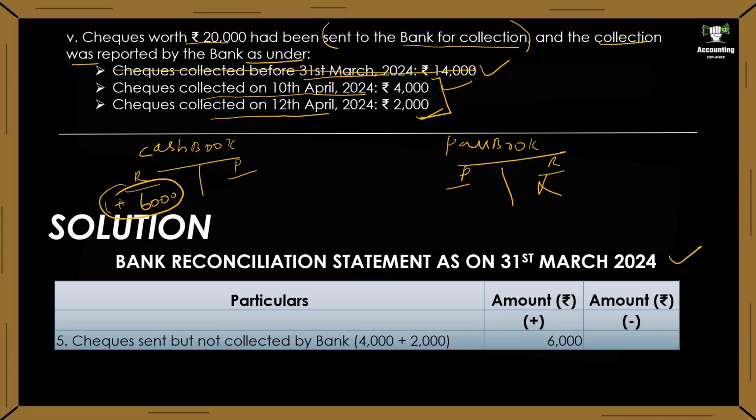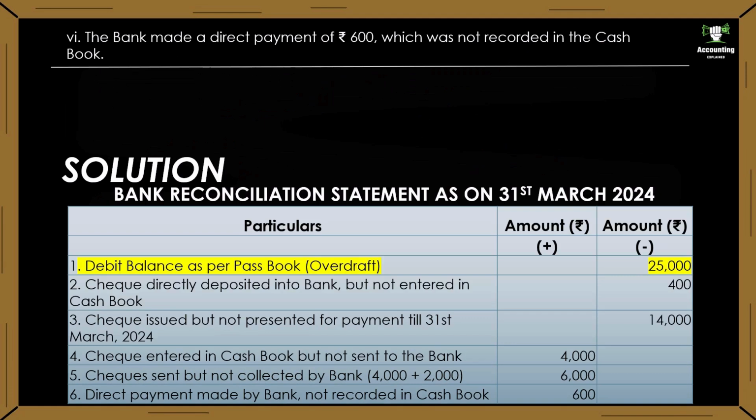So in the BRS, see point number 5: checks sent but not collected by bank, 4,000 plus 2,000 is 6,000, under the additions column. The sixth point is that the bank made a direct payment of rupees 600 which was not recorded in the cash book. Sometimes we give standing instructions to the bank to make some direct payments like telephone expenses, electricity expenses, property tax, like that. In this case also the company has made standing instructions to the bank to make a direct payment of 600.